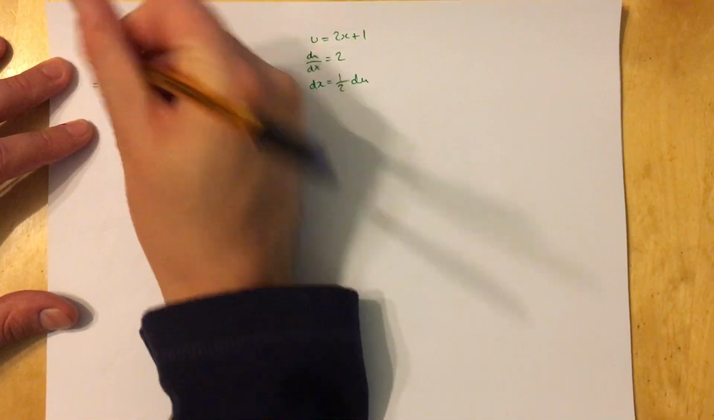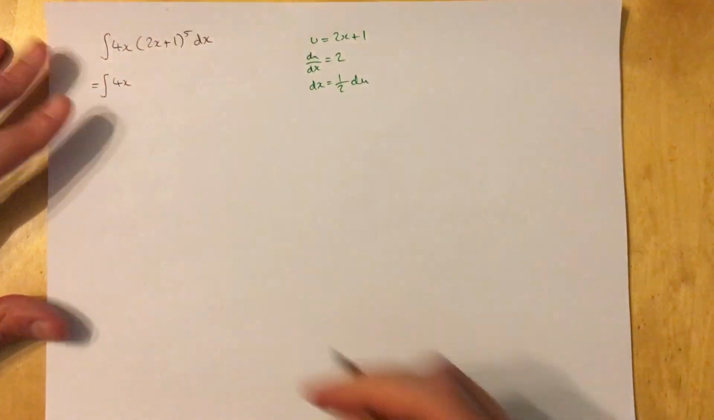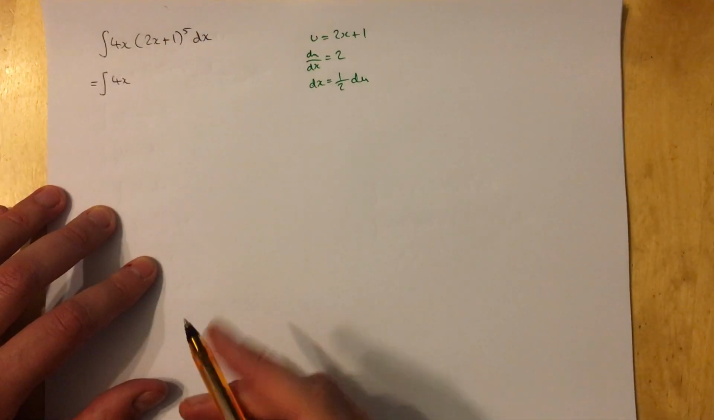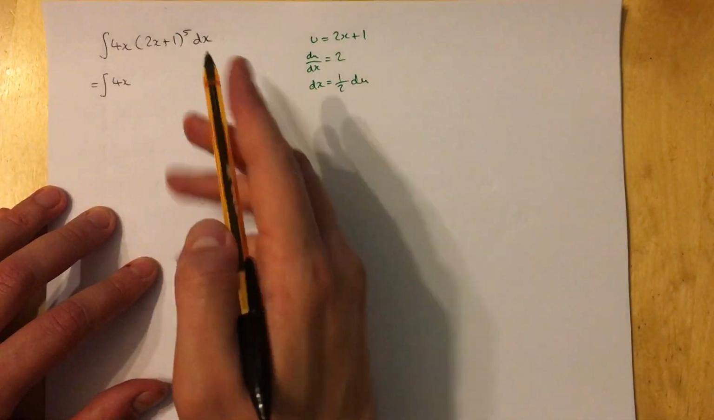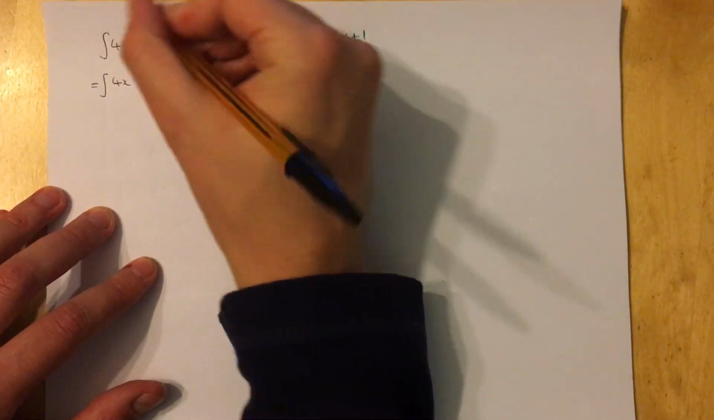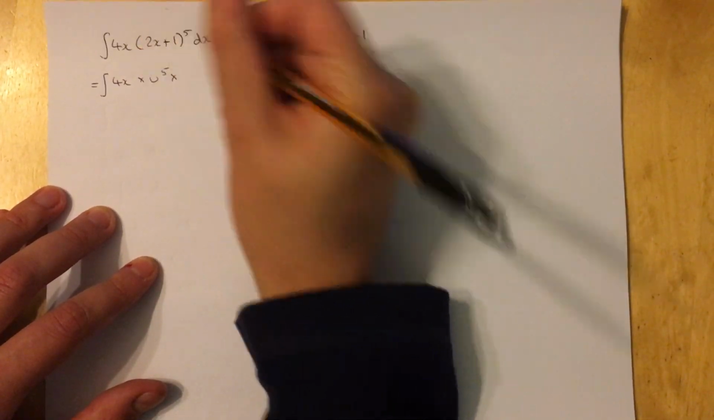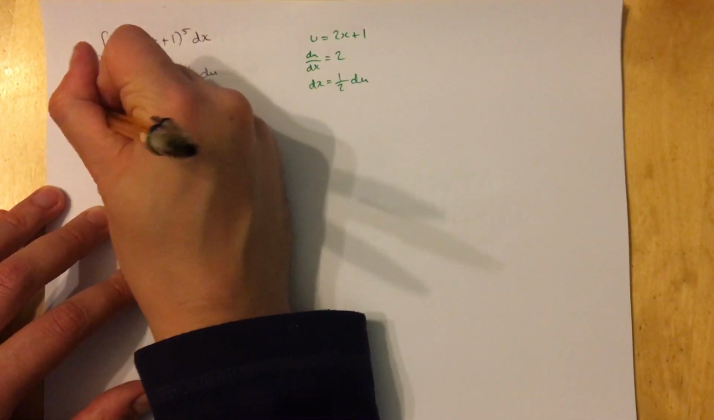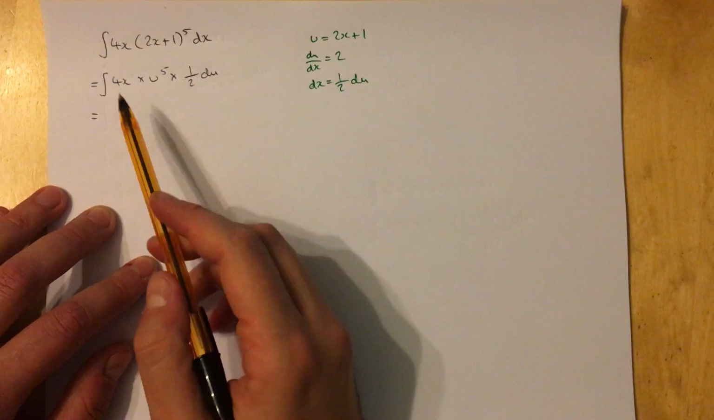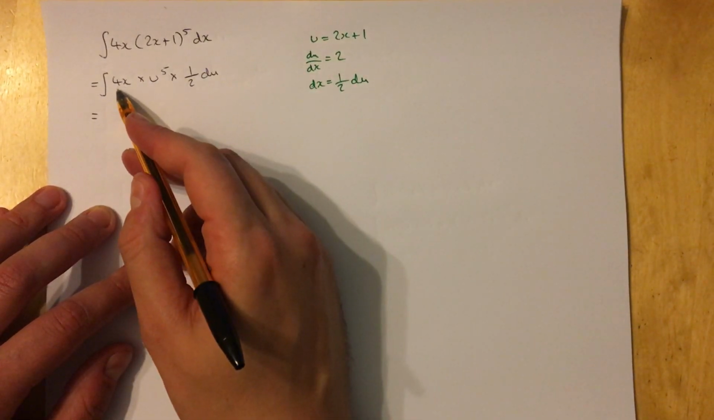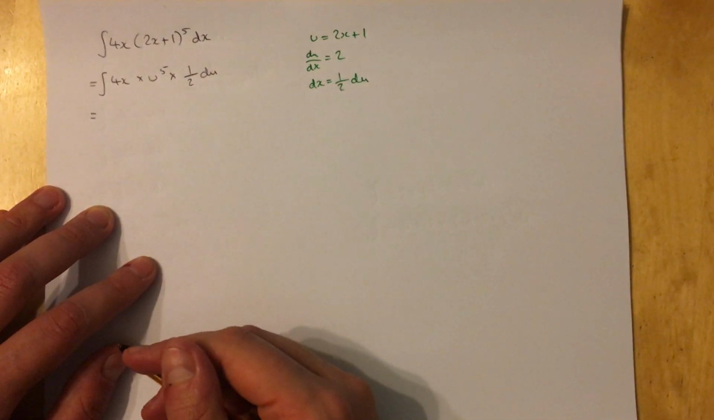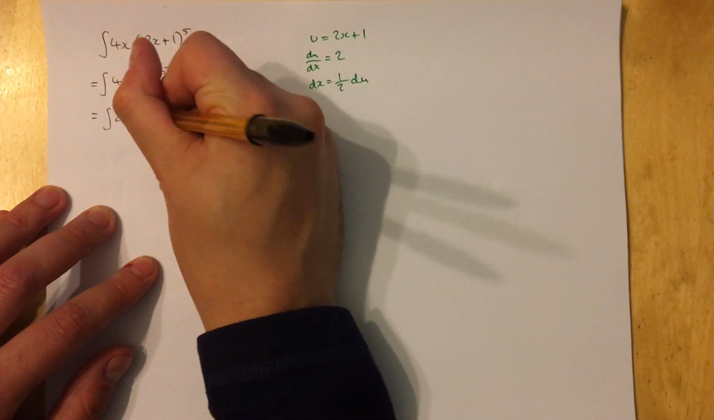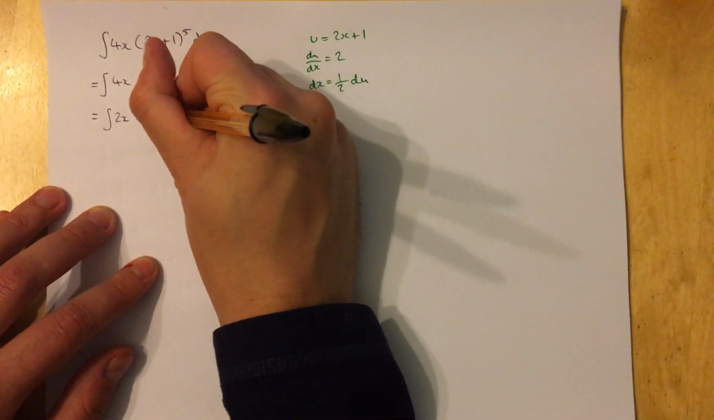Okay, so let's go back to our function now and make some substitutions. So 4x at the front, not much to do there, can't make an easy substitution. The 2x plus 1, however, we can just replace with u. So we end up with u to the power of 5, and then the dx I can replace with a half du. Now we can tidy up a little bit. This half is going to partially cancel with that 4 just to give us 2. So we end up with 2x times u to the power of 5 du.